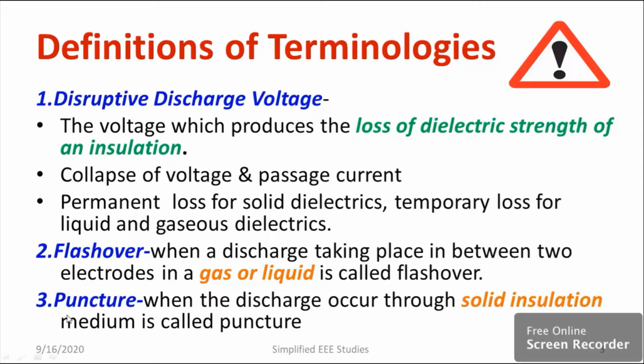But in the case of solid dielectric material, we must say that puncture will take place. Puncture is associated with a solid dielectric material. It is permanent. That means when a discharge occurs through a solid insulation medium, it is generally known as puncture. For solid dielectric material, the main phenomenon which takes place is puncture, whereas in the case of gaseous and liquid dielectric material, it belongs to flashover voltage. So these are the important terminologies.